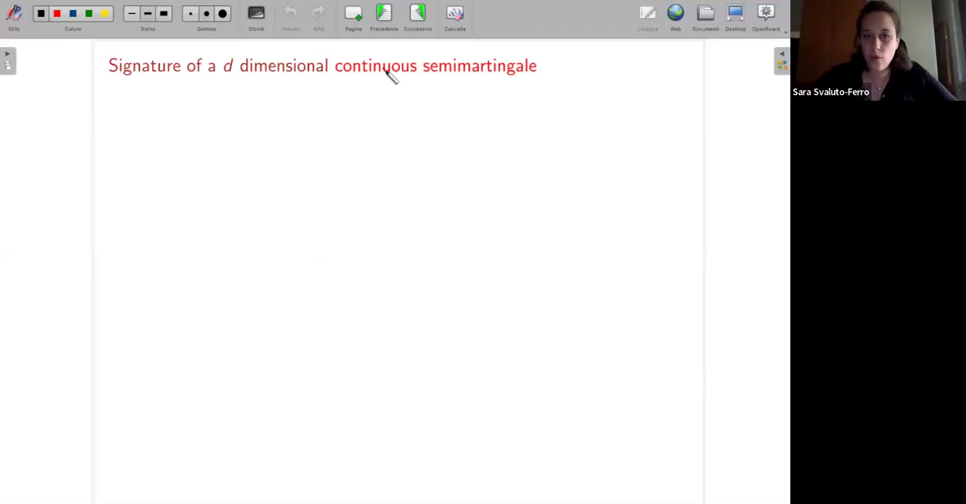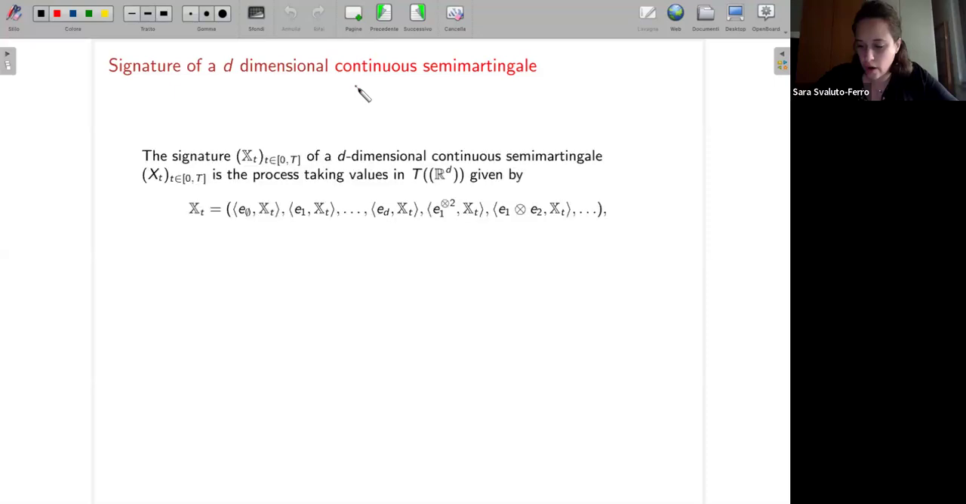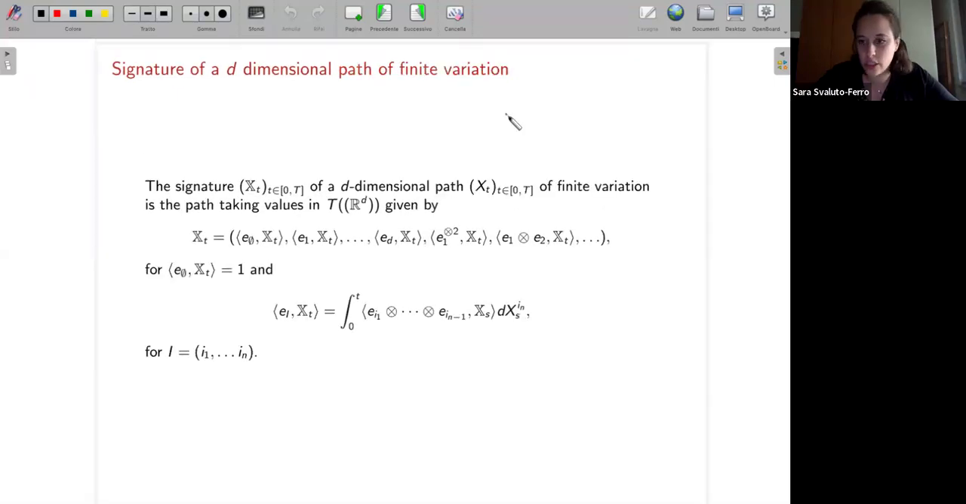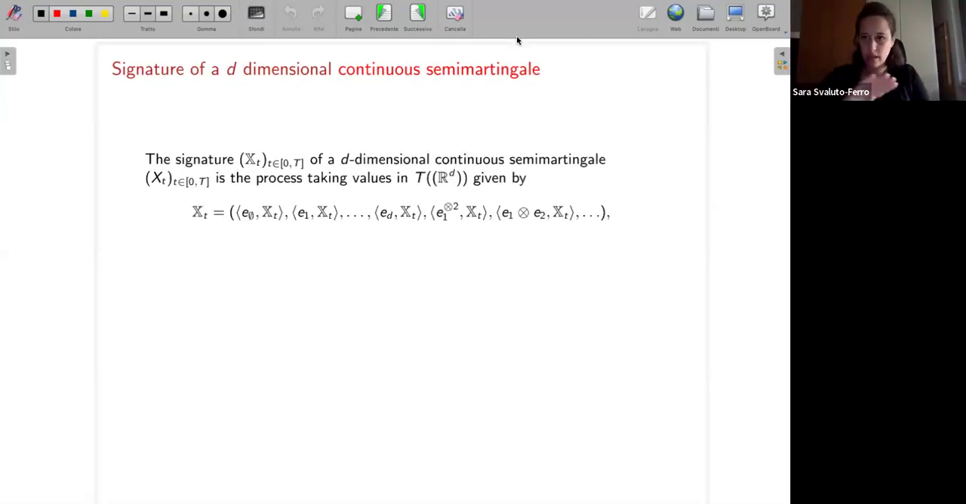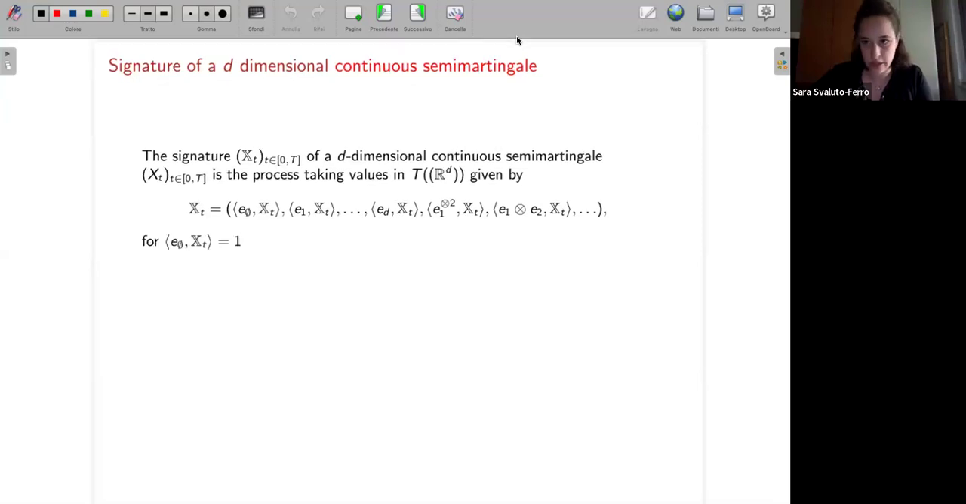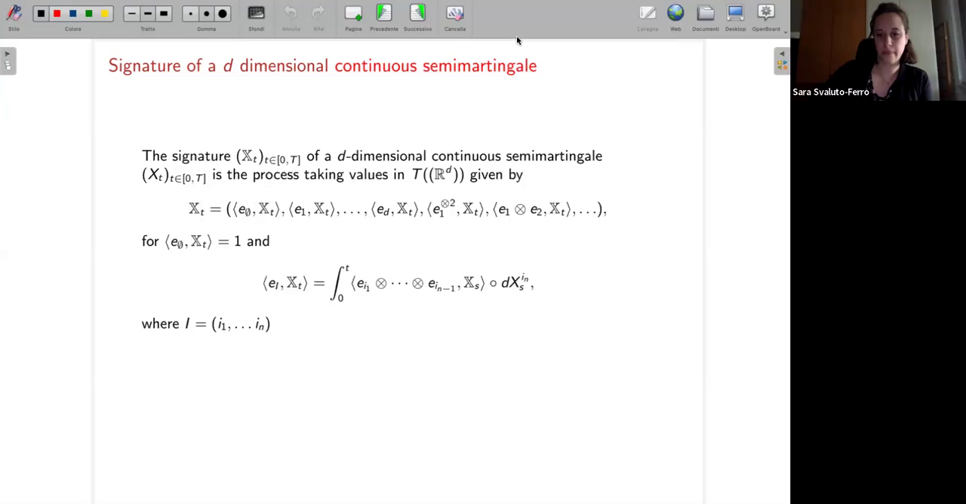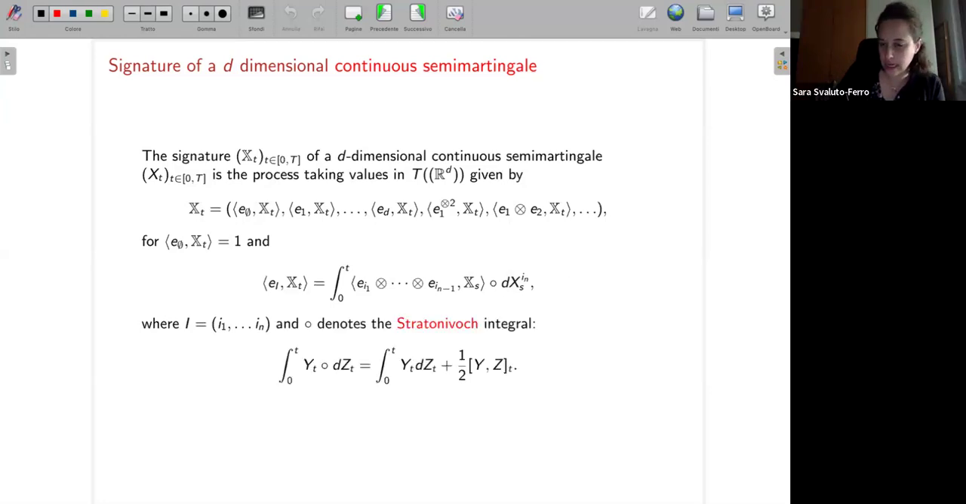Now, next step. We move from very beautiful paths of finite variation to semi-martingales, continuous still for the moment. What does it change? Till here, nothing. What changes here? We need to integrate, not in the Riemann-Stieltjes sense, but in the Stratonovich sense. Okay, so iterated integral in the Stratonovich sense. What is Stratonovich? If you're familiar with Ito, which is something that in finance we are much more used to, it is Ito plus a correction in terms of the quadratic variation.